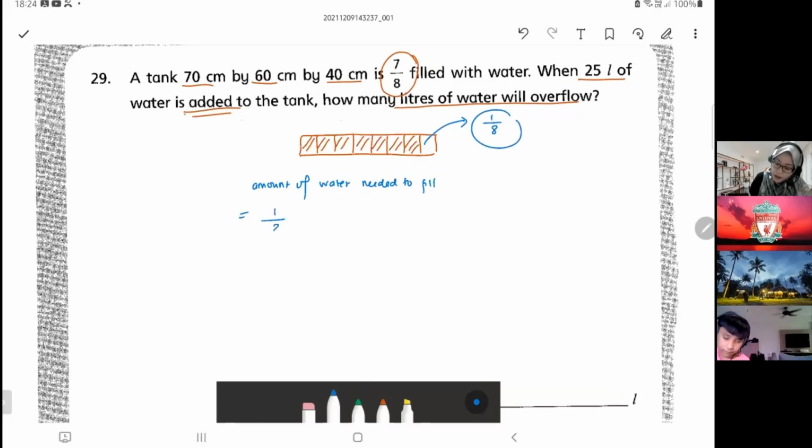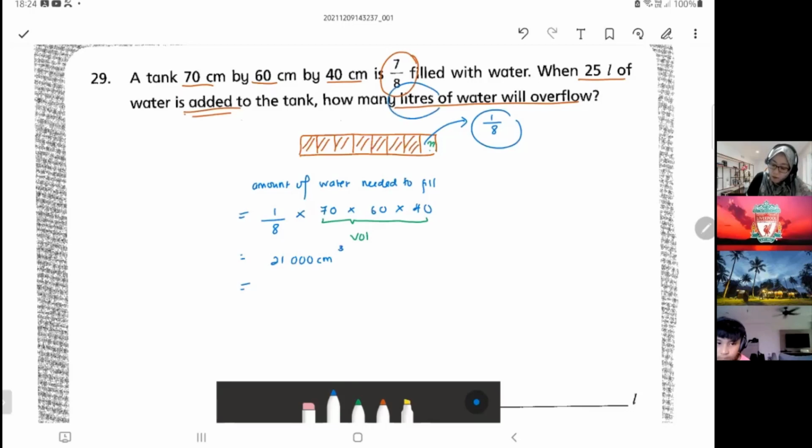So 1/8 times 70 times 60 times 40. If you notice, this is actually finding the volume. But I don't want to find the whole volume. I just want to find this one portion only, the one that's needed to fill up. All right, this is how I do that. Okay, and then when I do this, you're going to get 21000 cm cube.